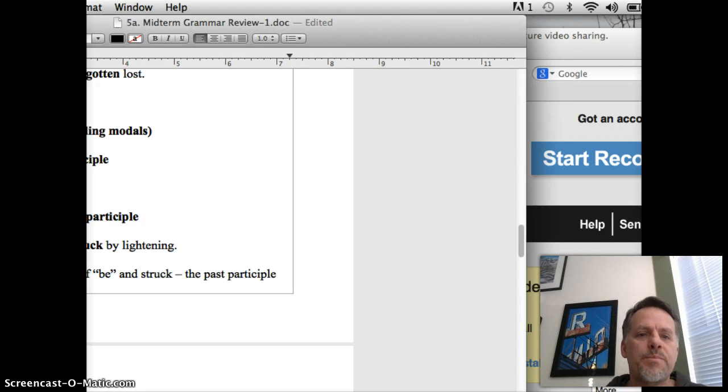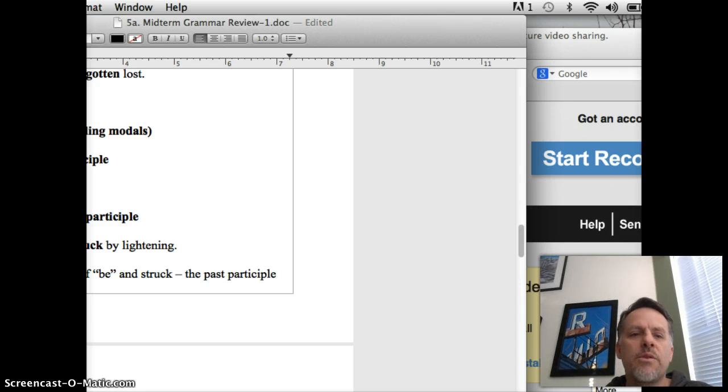So the first example here is the tree was struck by lightning. This is obviously passive because we have a form of the be verb in the simple past, was, and struck is the past participle of strike. So the tree was struck by lightning. The active version of that sentence, I'm sure you can all get by now, would be lightning struck the tree.